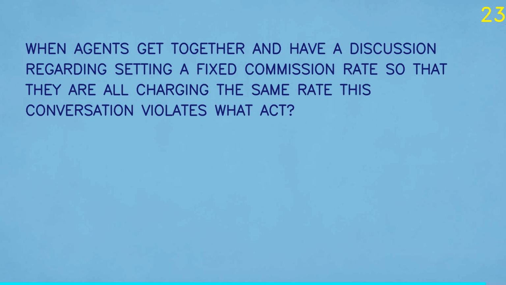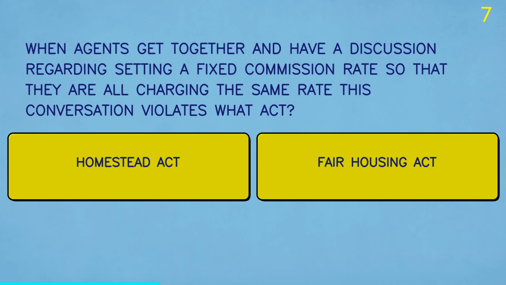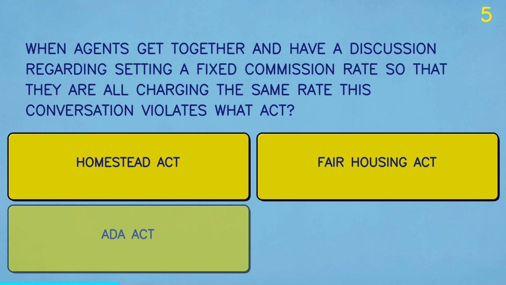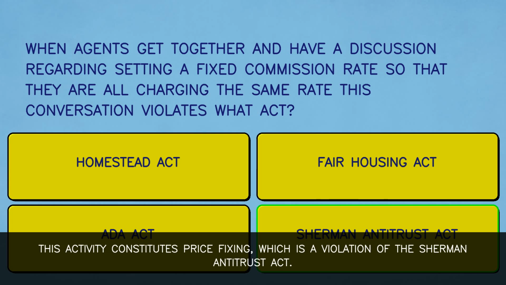Question 8. When agents get together and have a discussion regarding setting a fixed commission rate so that they are all charging the same rate, this conversation violates what act? A. Homestead Act, B. Fair Housing Act, C. ADA Act, D. Sherman Antitrust Act. The correct answer is Sherman Antitrust Act. This activity constitutes price fixing, which is a violation of the Sherman Antitrust Act.